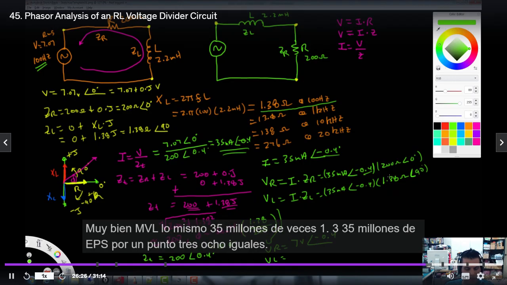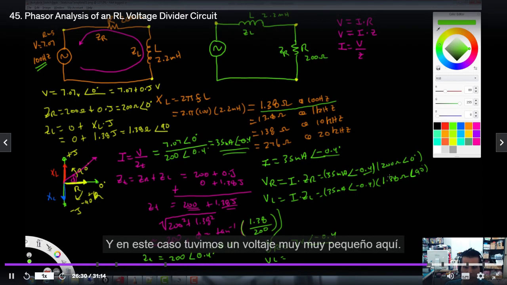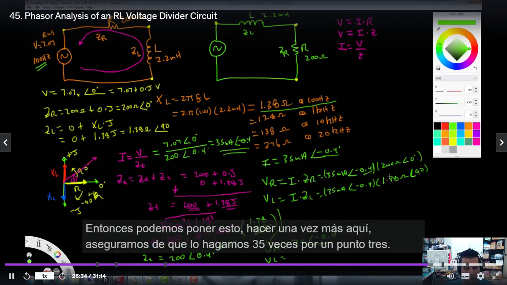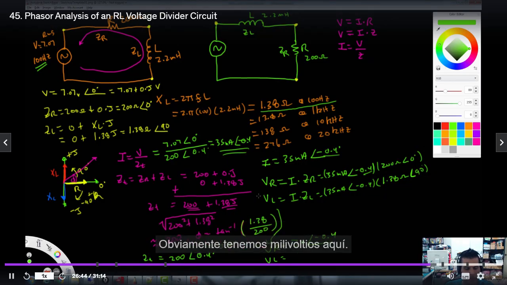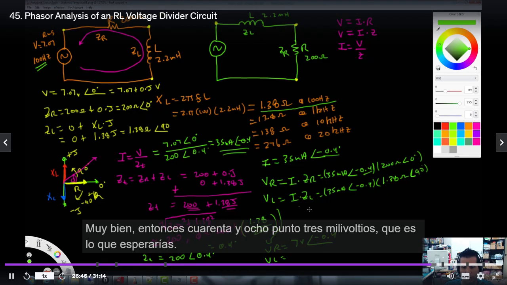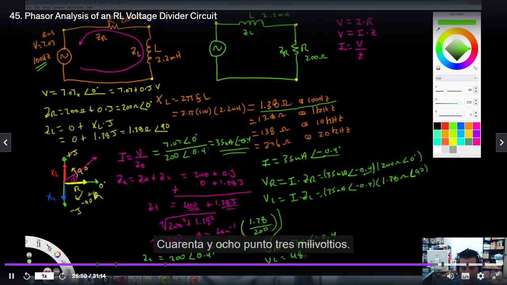35 milliamps times 1.38 equals, and in this case we get a very, very small voltage here. Let me do one more time here, make sure we got this right: 35 times 1.38. We're getting millivolts obviously here. All right, so 48.3 millivolts, which is what you would expect. 48.3 millivolts. And what's our angle?